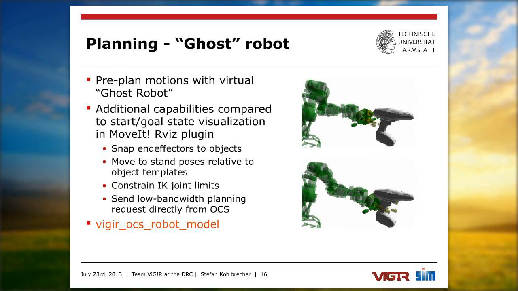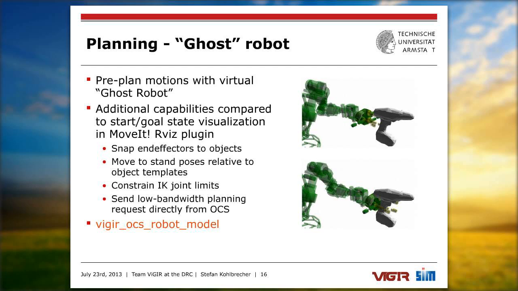The other thing we use is for pre-planning, because your humanoid is always at risk of falling over, so you want to check first if things work. We use this virtual ghost robot. This is similar to the start-goal state visualization in the MoveIt RViz plugin, but it's integrated with the object template approach, so you can snap your end effector to a grasp pose, and then move your ghost robot around, for example, and pre-plan stuff.